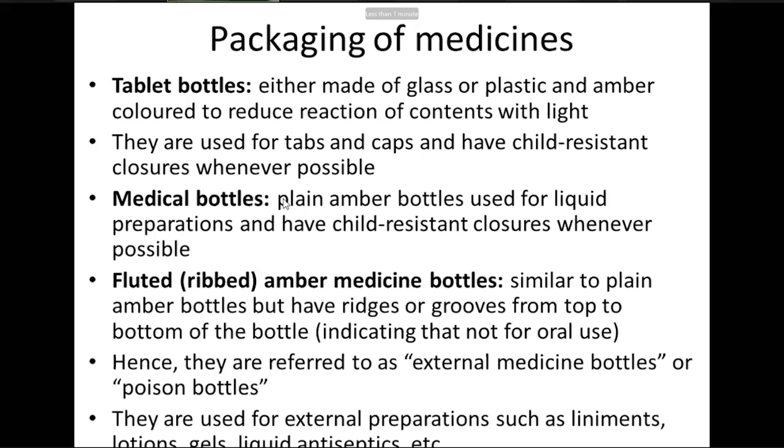So these bottles, like the medical bottles, amber medicine bottles, the ribbed amber medicine bottles, they are bottles which come in sizes of maybe 50 mils, 100 mils, 150, 200 mils, and so on. Even on the bottle, to show the quantity, 50 mils or 100 mils, both the medical and the ribbed or fluted amber medicine bottles have such quantifications. That's why when you buy a syrup, you'll find it's written 50 mils or 100 mils. These are the bottles we are talking about.